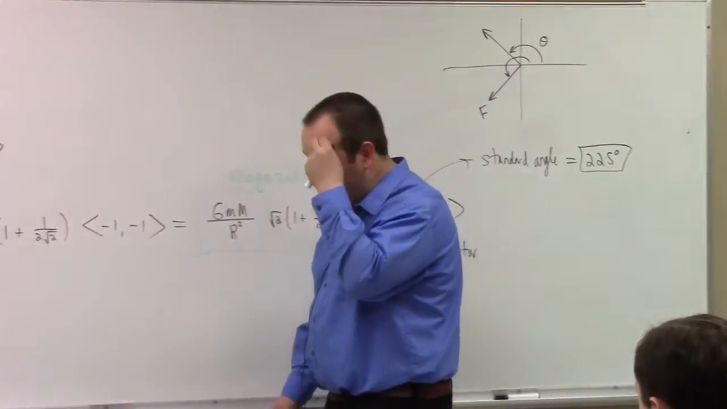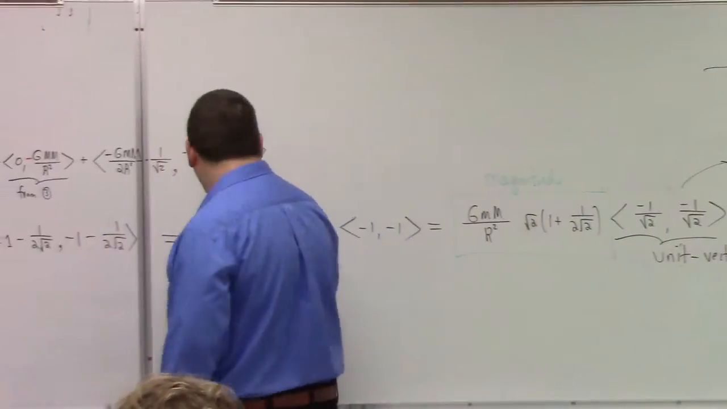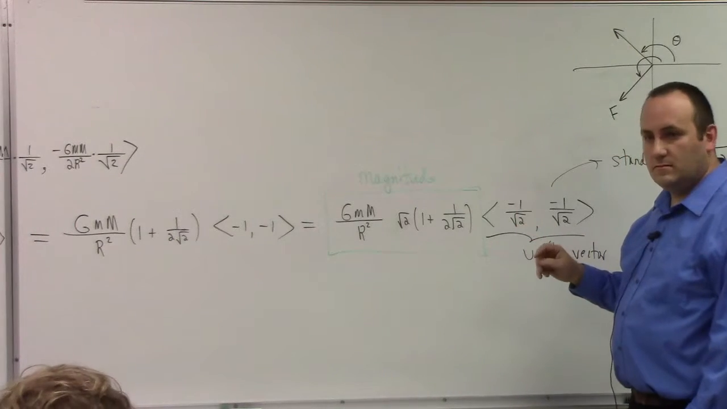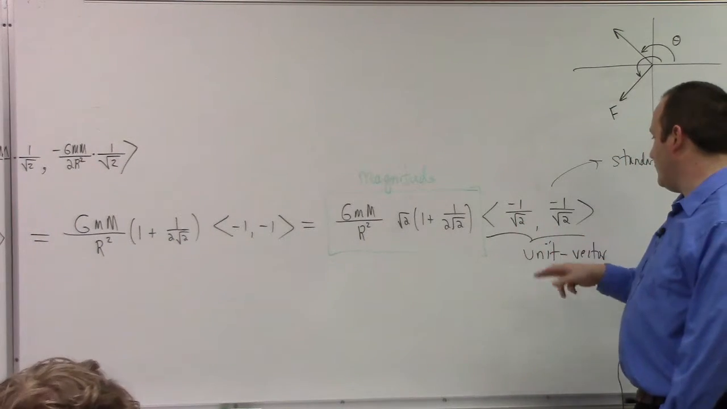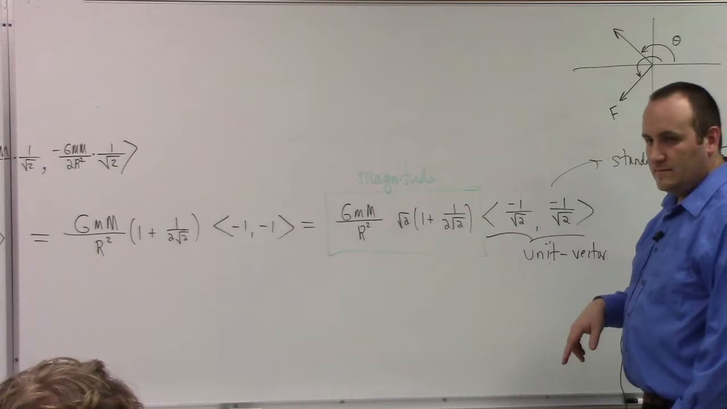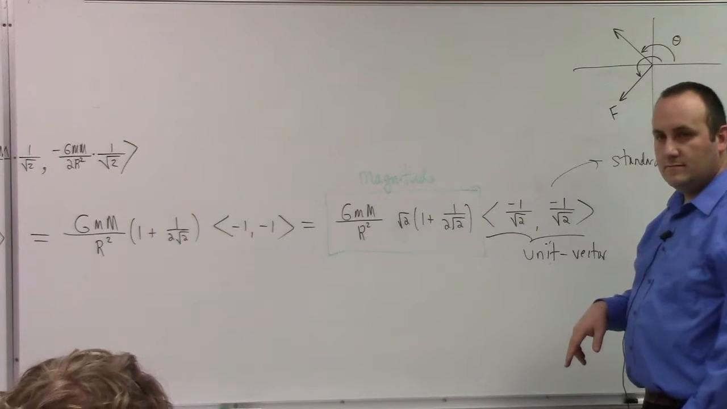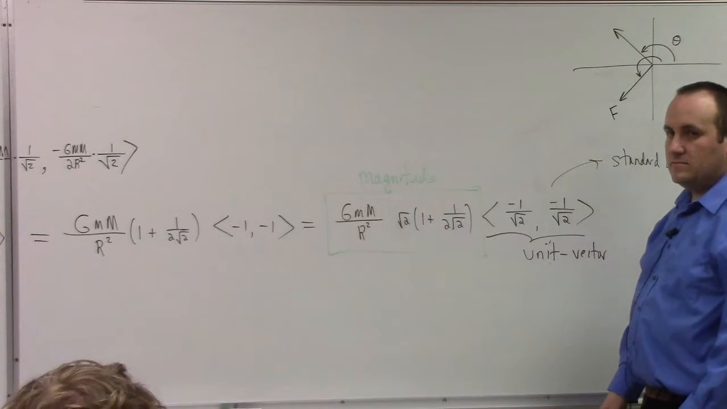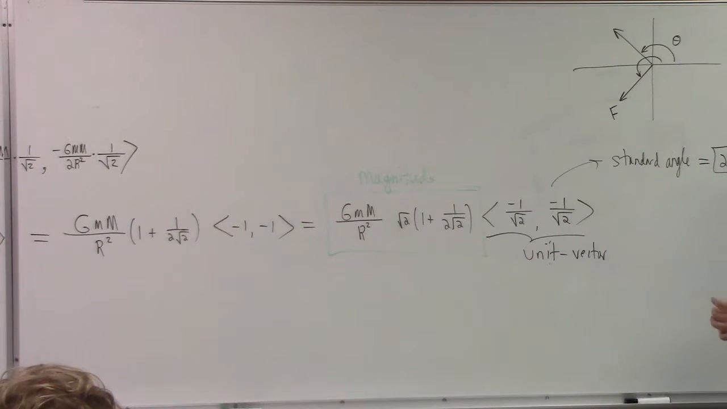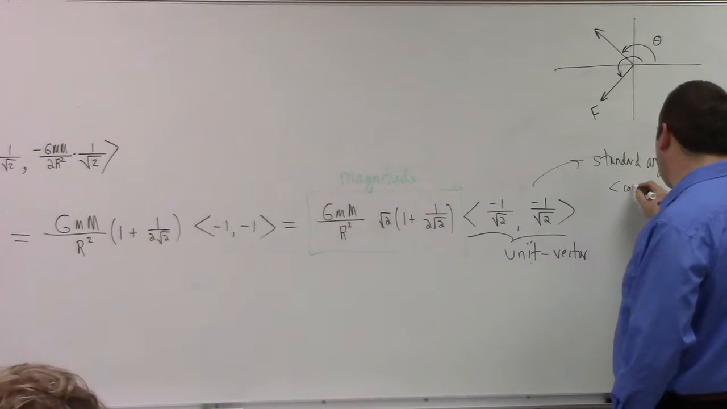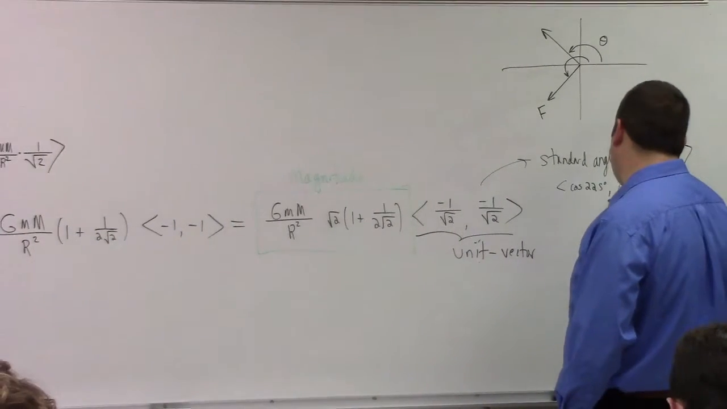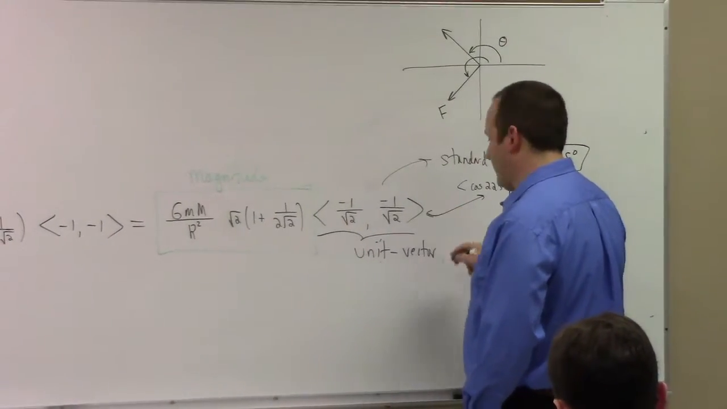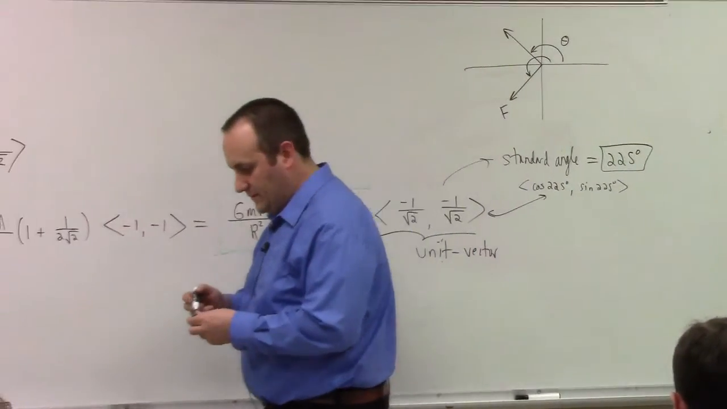Yep. Why did you take out a square root of 2? Because I want a unit vector. And that is a unit vector? 1/2 plus 1/2, square root, because it's 1. That's cosine and sine of the standard angle. But that's how I think about things sometimes.